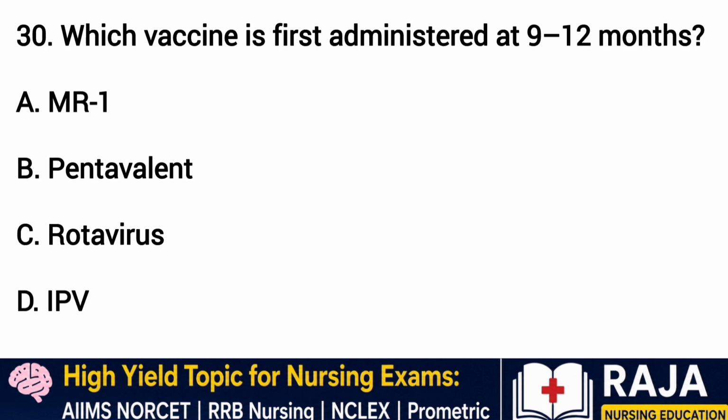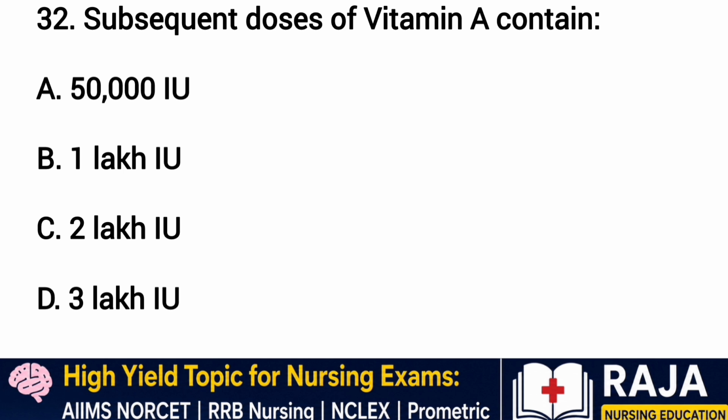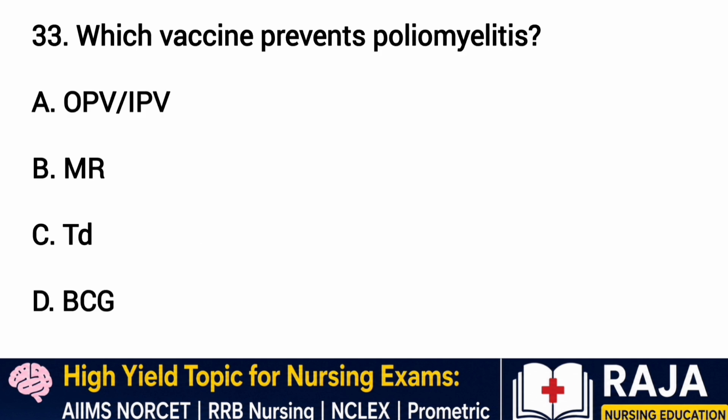Which vaccine is first administered at 9 to 12 months? The answer is A. MR1. Vitamin A first dose contains? The answer is B. 1 lakh unit. Subsequent doses of vitamin A contain? The answer is C. 2 lakh international unit. Which vaccine prevents poliomyelitis? The answer is A. OPV and IPV.